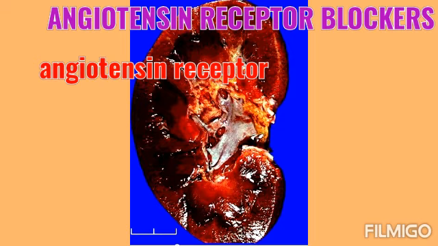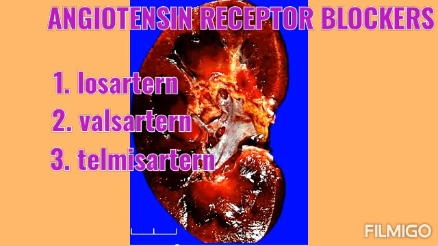So we've got angiotensin receptor blockers. The focus is on the angiotensin receptor. We want these drugs to block this angiotensin receptor so that angiotensin 2 cannot bind to its receptors to bring about its effect. We call them the sartan drugs: losartan, valsartan, telmisartan, and the rest of it. So these are the drugs under there.